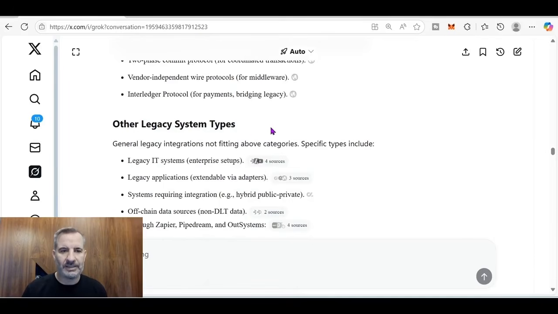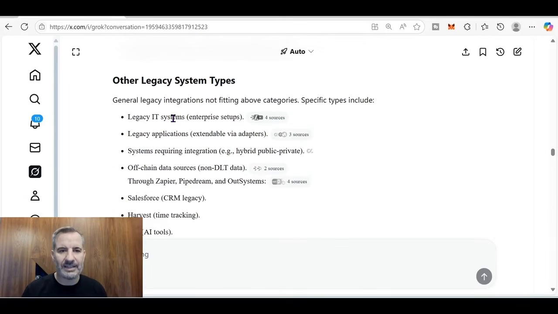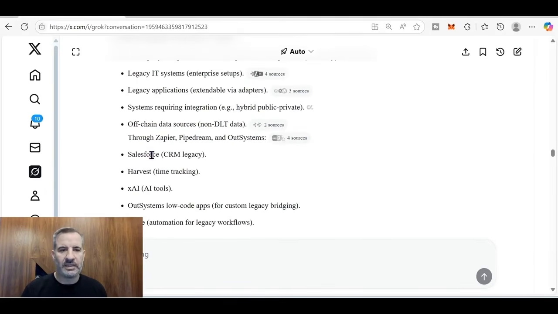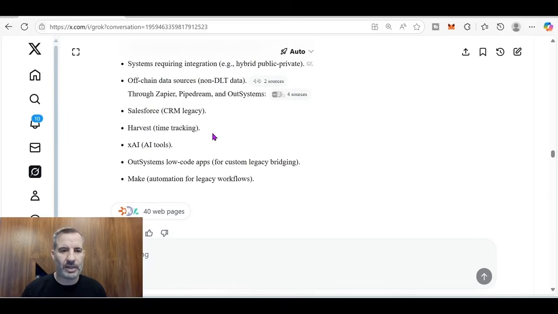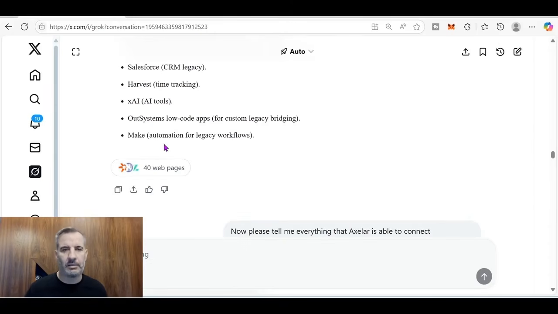It connects other legacy system types, so legacy IT systems for enterprise setups, legacy applications, systems requiring integration, so hybrid, public-private. It also connects off-chain data sources, Salesforce, CRM, Harvest, time tracking software, AI tools. It can connect AI, like I said, OutSystems, low-code apps, custom legacy bridging, and applications like Make.com and Zapier and all those things. So it gives you an example.